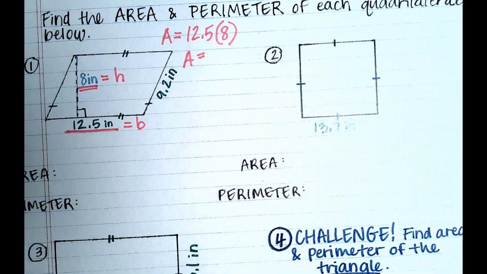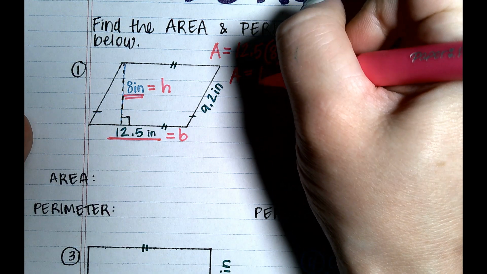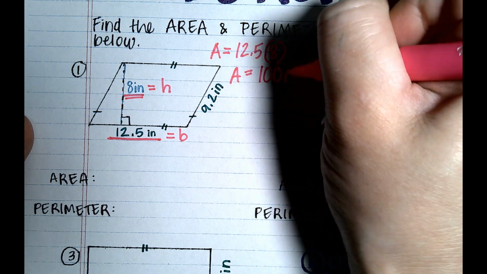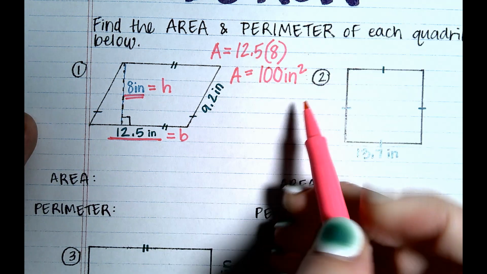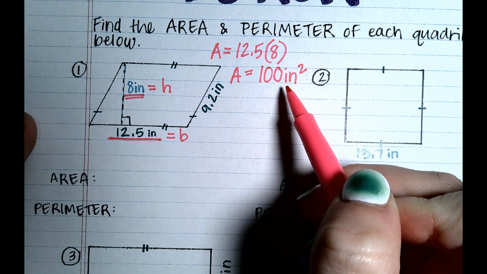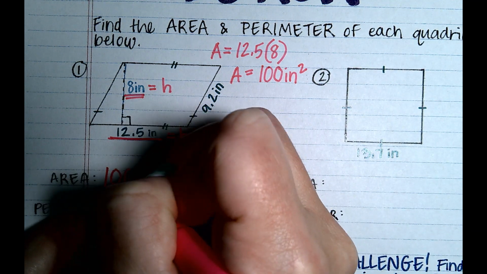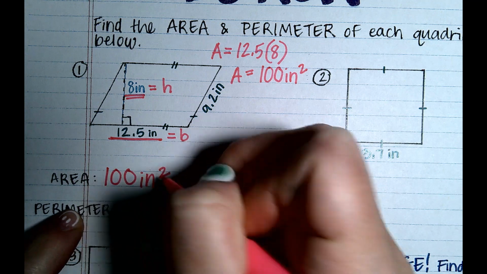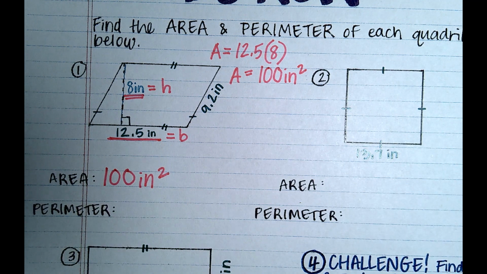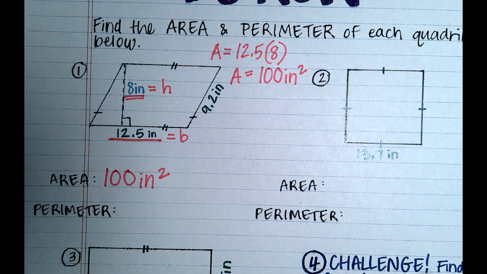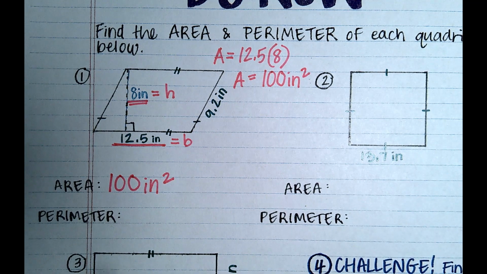So the area is 100, and I love that you also gave the correct units, inches squared. So for area, we got 100 inches squared, because area is base times height. Okay. How about perimeter? How do we do that? Does anybody want to guide me through perimeter? Amanda?